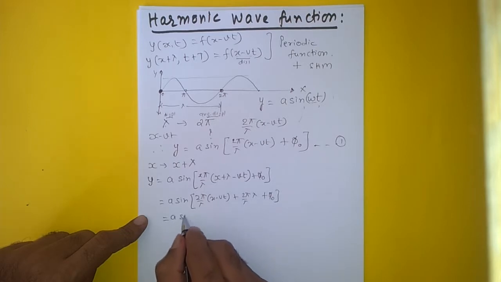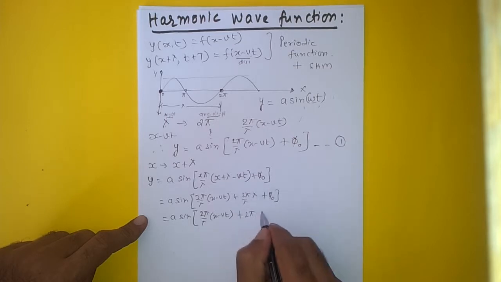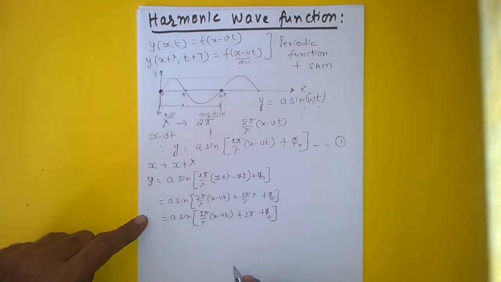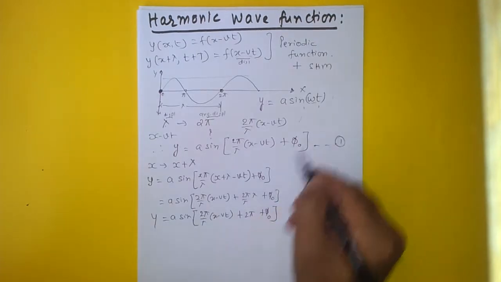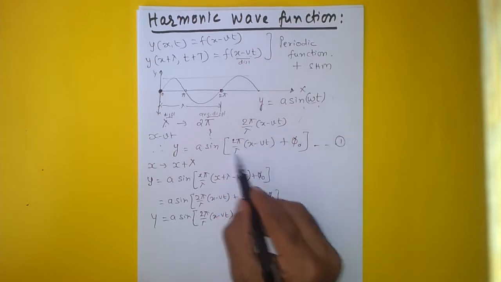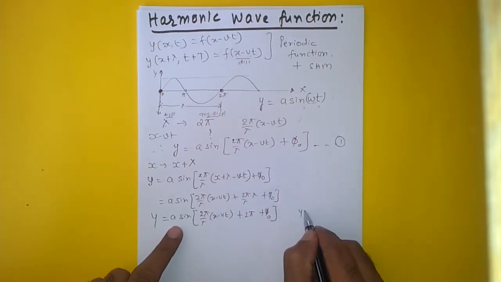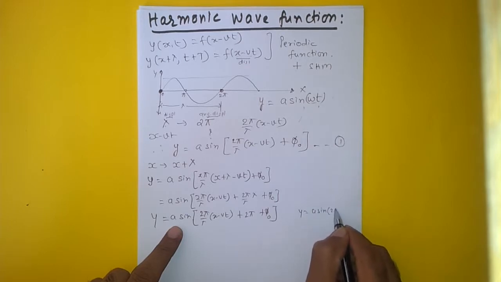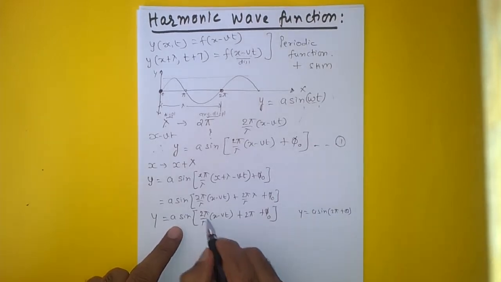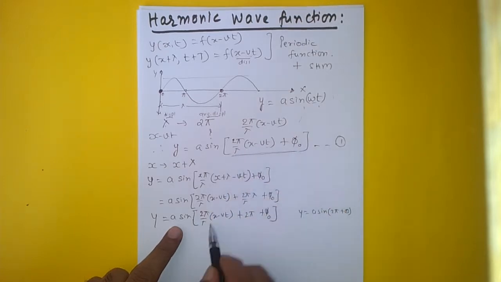And this will be a sine of 2 pi upon lambda x minus vt plus phi 0, since lambda will get cancelled, so I'll get 2 pi plus phi 0. Now if I look at this equation and equation 1, and consider this as theta, then I have theta over here plus 2 pi. So this is like y is equal to a sine of 2 pi plus theta, where theta is this entire thing, 2 pi upon lambda x minus vt plus phi 0.